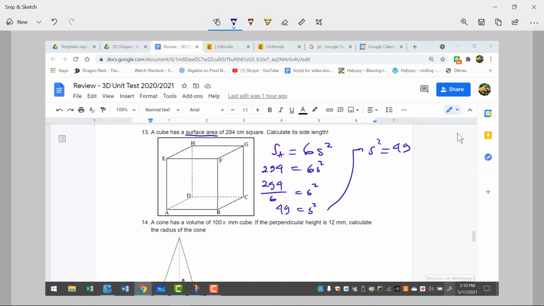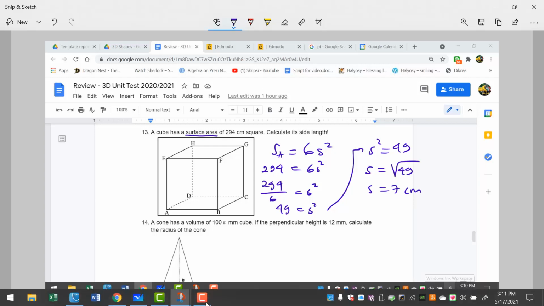And I can put this 2 to the right side. It will be like this, right? The square root of 49, which is equal to 7. And because it's centimeters, write down centimeters. Okay, next, number 14.